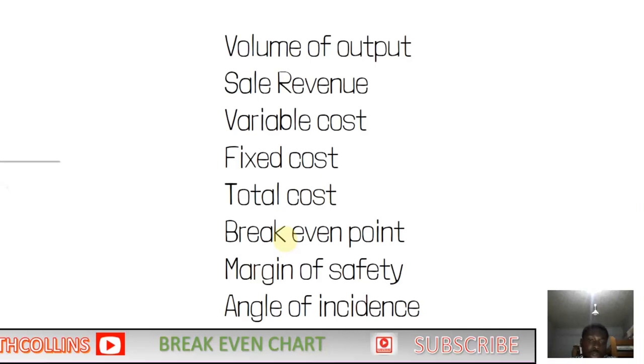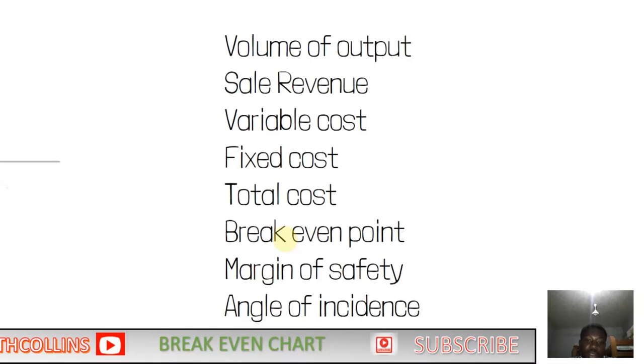And also the total cost. The total cost in this case is the combination of the fixed cost and the variable cost. After setting up the business, renting, buying the machine, and producing, you want to know the amount of money that you've invested into the business, and that is the total cost. It is the summation of all fixed costs and the variable cost. And the break-even point is, as I said earlier, where the total cost line meets the total revenue line. That is the break-even point.